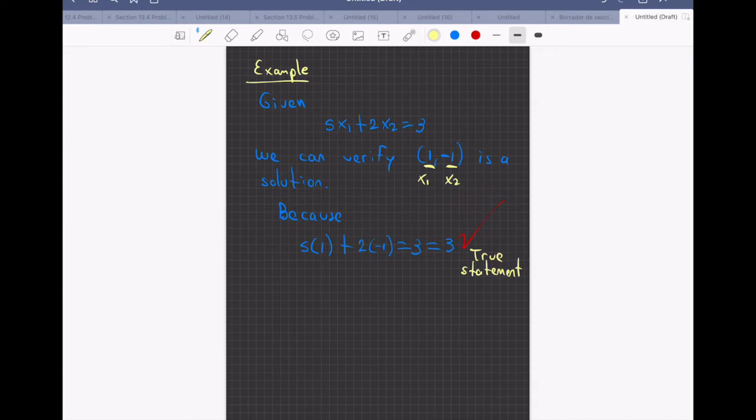So this is a solution. How do we know a given pair is not a solution? If we try any pair, we substitute and we don't have a true statement. Just like that.